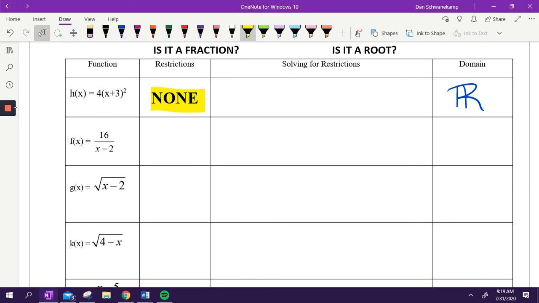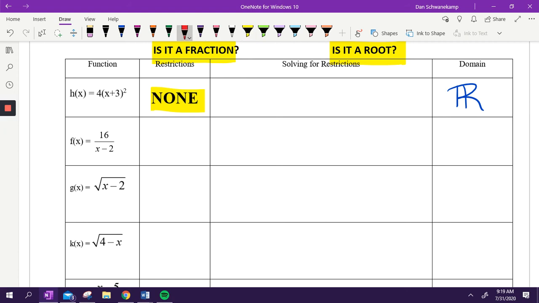There's a lot of other answers here that are going to be restrictions, but for right now, in your brain, think, is it a fraction? Is it a square root? If it's not a fraction or a square root, odds are the domain is all real numbers. Okay, but for right now, if we got a fraction or a square root, now we got to deal with something a little bit different.